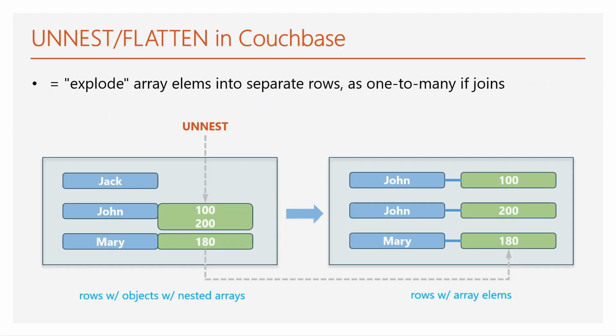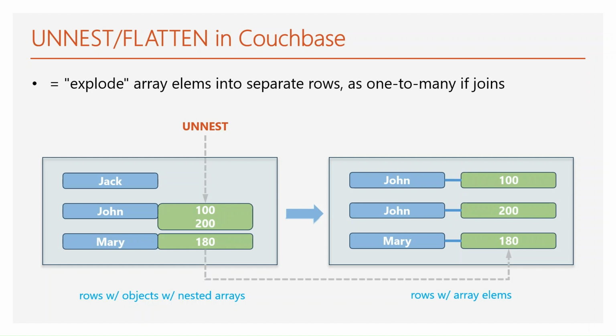About the unnest flatten function, that's rather a clause in Couchbase. This will explode the array elements into separate rows. I should use rows with double quotes here because it's definitely not the same as the rows in a relational database. But think about the rows as result entries. In this case, you'll get one object per result entry, with the array elements.